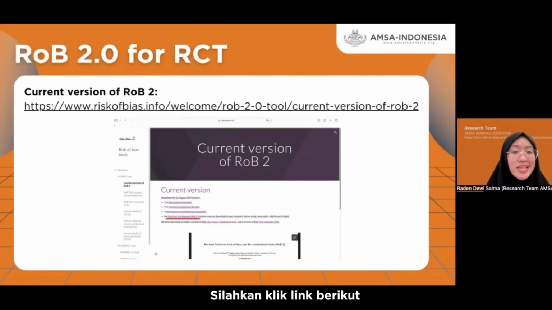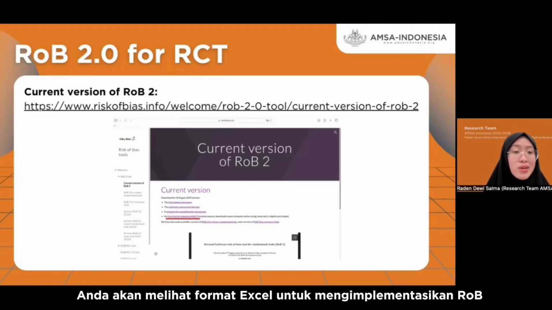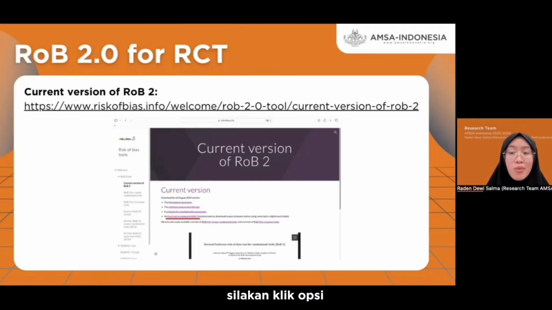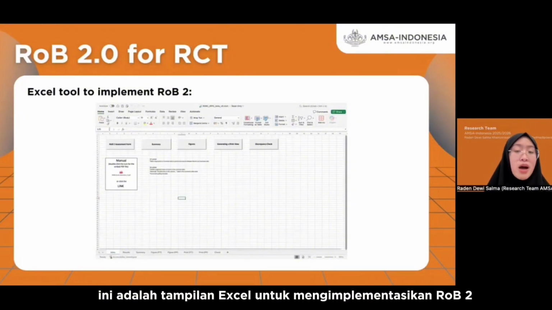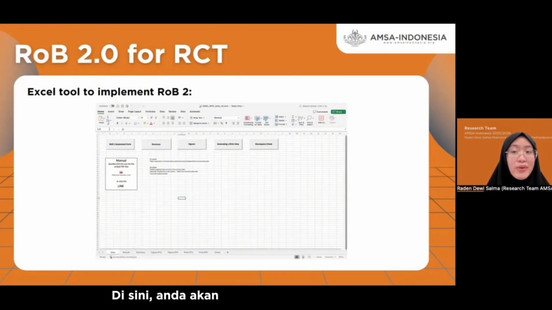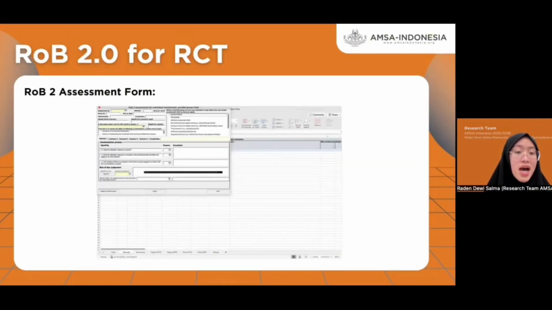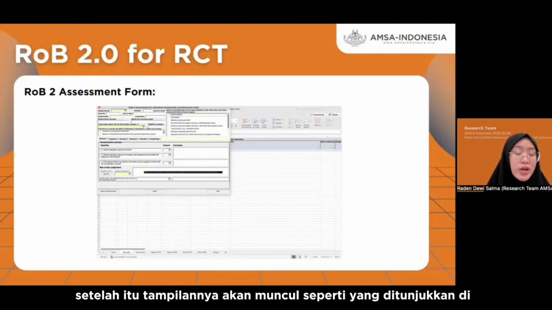Please click the following link to open the current version of ROB2. This is the interface of the current ROB2 tool. You will see the text Excel tool to implement ROB2. Please click on that option. This is the display of the Excel tool to implement ROB2. Here, you will find the option ROB2 Assessment Board. Please select this option. After that, the interface will appear as shown here.